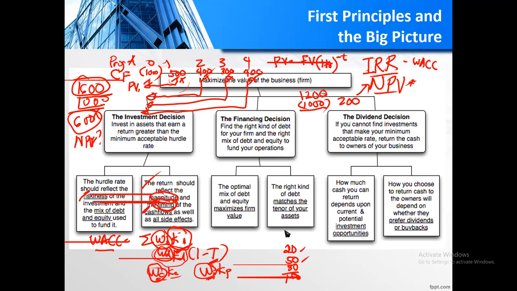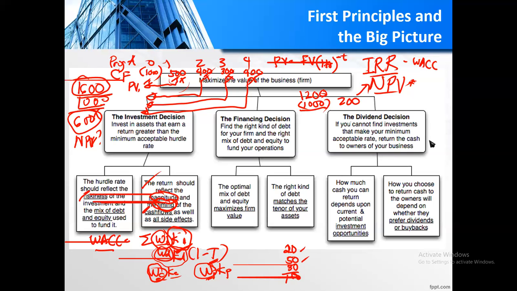Okay, it's wrong to mismatch. Short-term assets, then we'll be using long-term financing. Okay, or long-term assets using short-term financing. That's a mismatch, and that will not maximize shareholder value. Okay, this is very important: the right kind of mix and the right kind of matching.